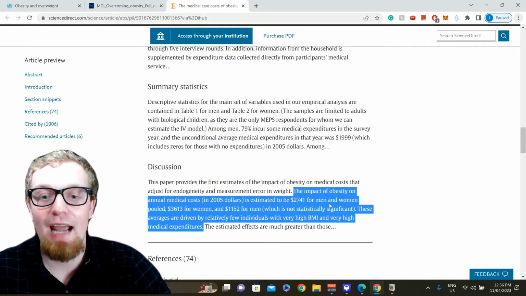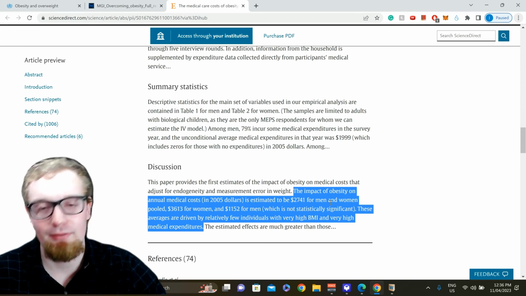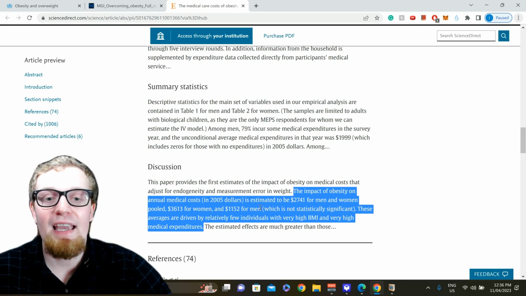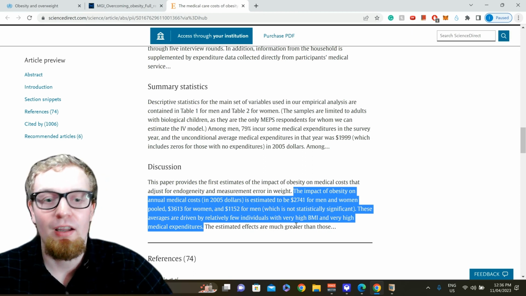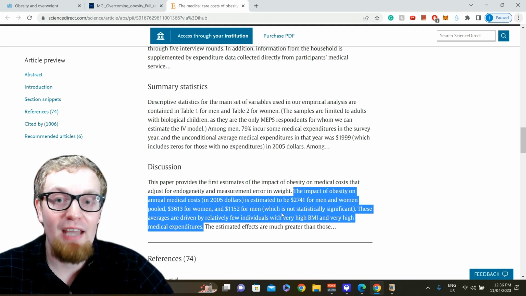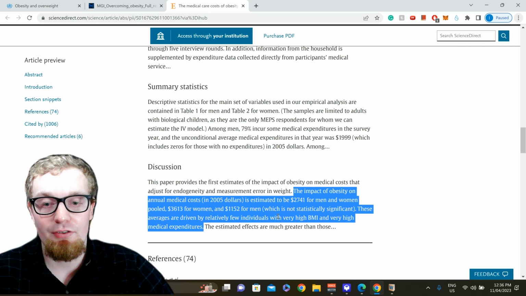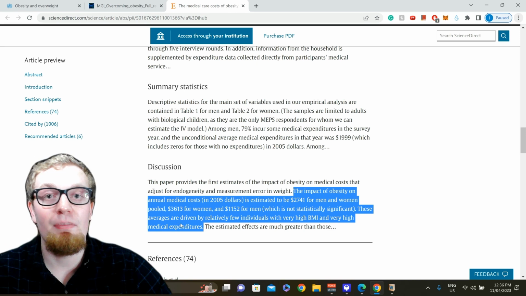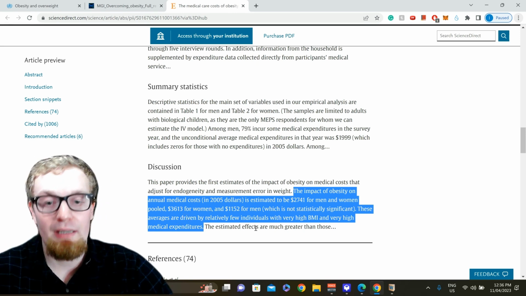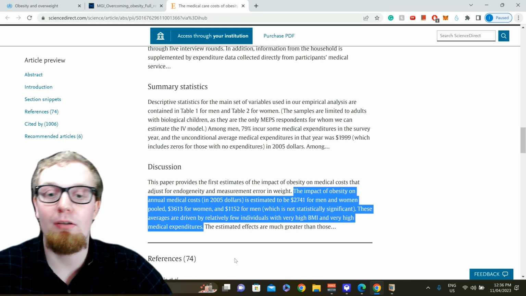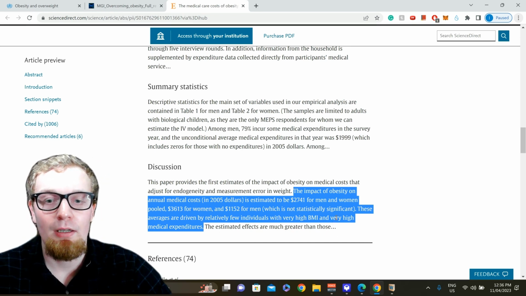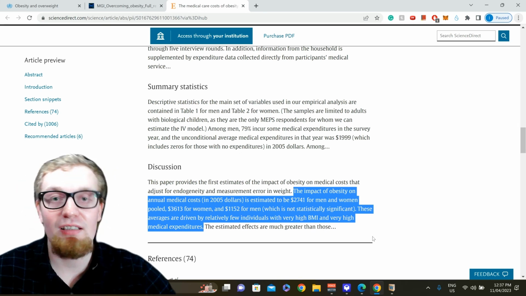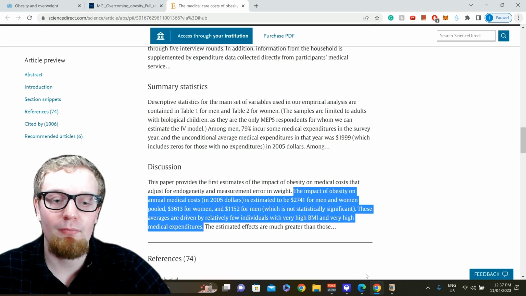Okay, the impact of obesity on annual medical costs in 2005 dollars. Okay, bit of inflation since then. Let's be honest, it's like 10% a year. So take this with a grain of salt. But it is estimated to be $2,741 for men and women pooled together. So 3,613 for women and 1,152 for men. Okay, so it seems to be mainly affecting women here. So these averages are driven by relatively few individuals with very high BMI and very high medical expenditure. So we do need to take note of that. This isn't statistically significant. Okay, P value higher than 5. Okay, but this is just a little bit of evidence, just showing you this burden.